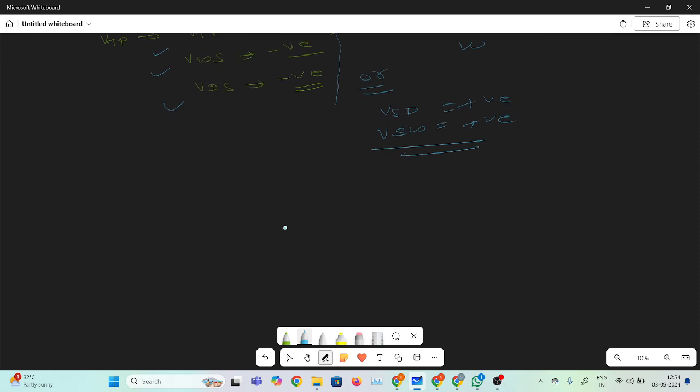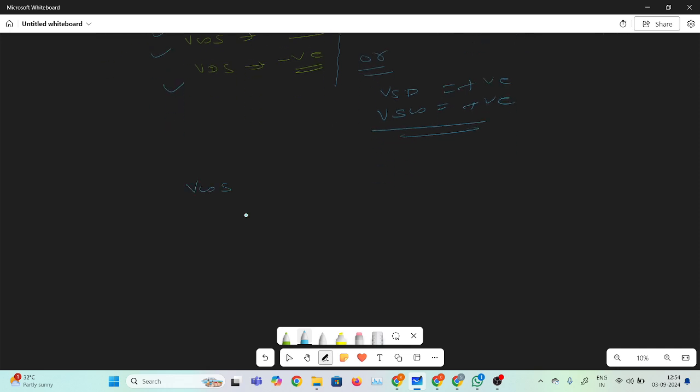Here, in NMOS I used VGS, that's why I am using VGS here. If VGS is less than VTP, one thing I am telling: in the analysis of the PMOS, we will always use the sign. VTP will be negative, so there is no need to take the mod. Another method is also there, the easy method. VGS will be negative, VTP will be negative. If this happens, then the PMOS will be on.